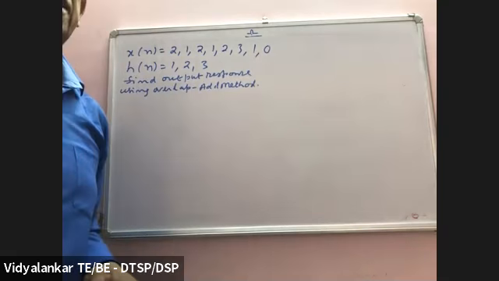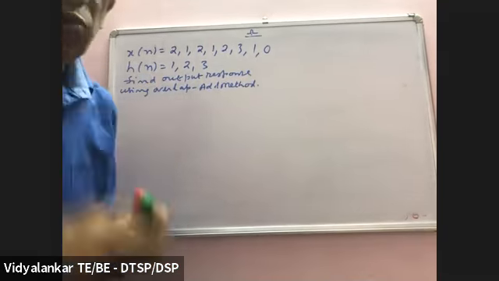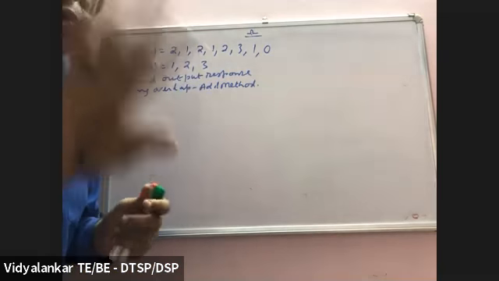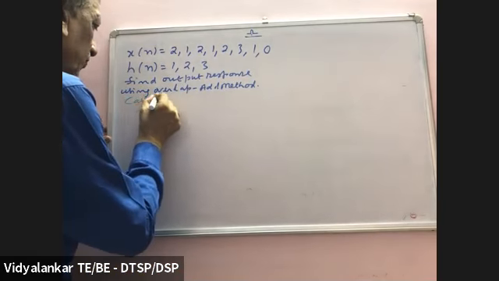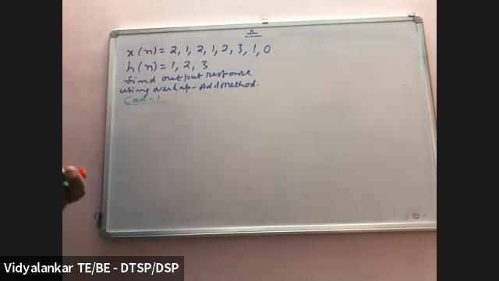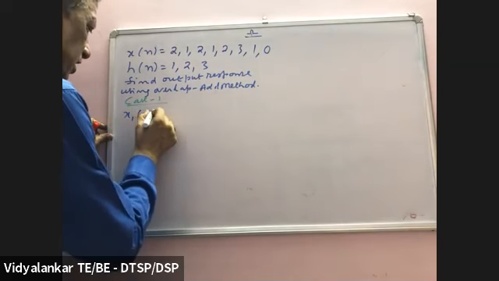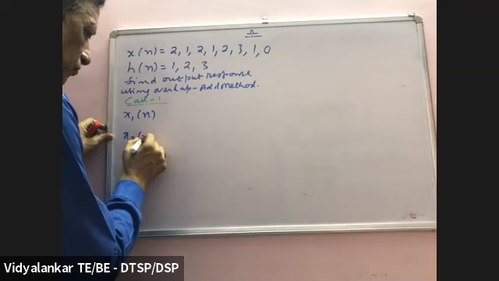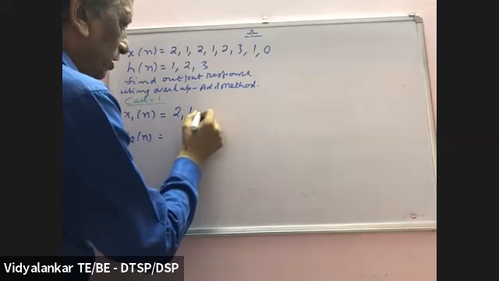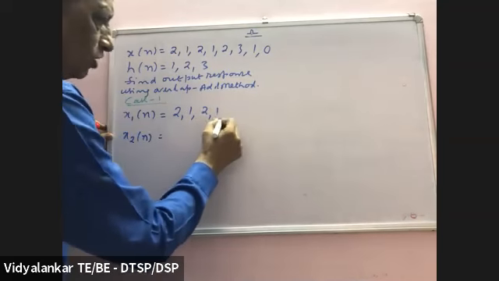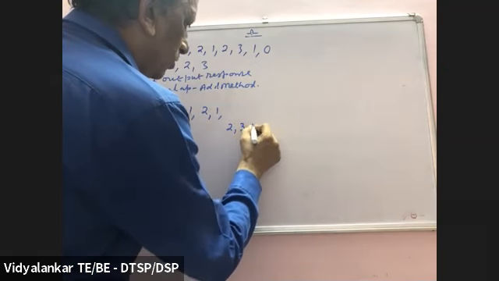If 8 points are there, again we have 2 choices. Either I can split the input into 2 parts or I can split the input into 4 parts. So case 1: if I split into 2 parts, then I have 2 sequences, x1 and x2. Where x1 of n is the first 4 values, 2, 1, 2, 1, followed by x2 of n, the last 4 values, 2, 3, 1, 0.